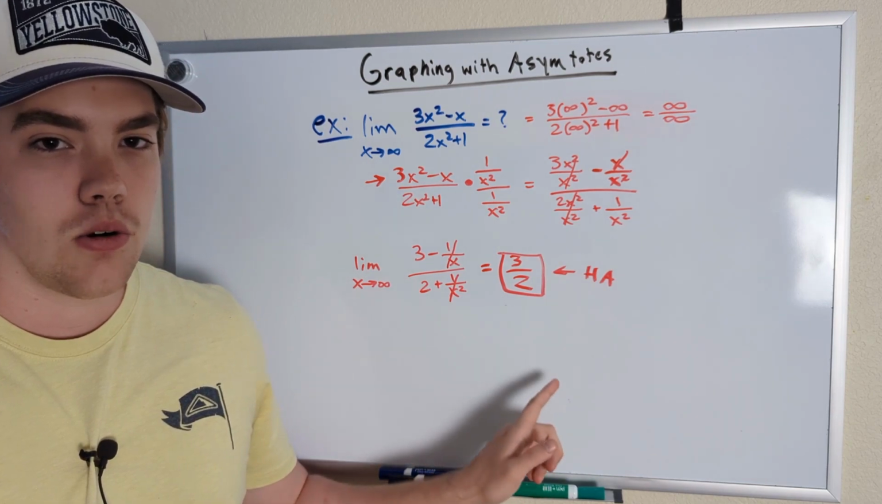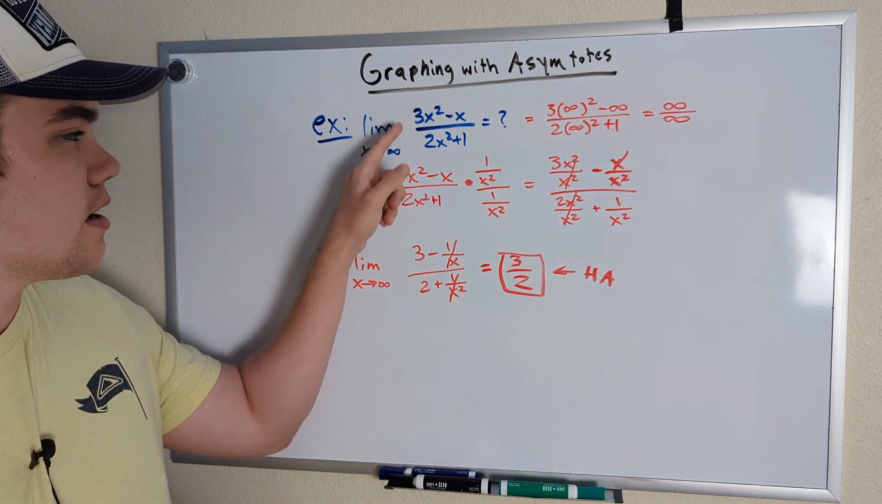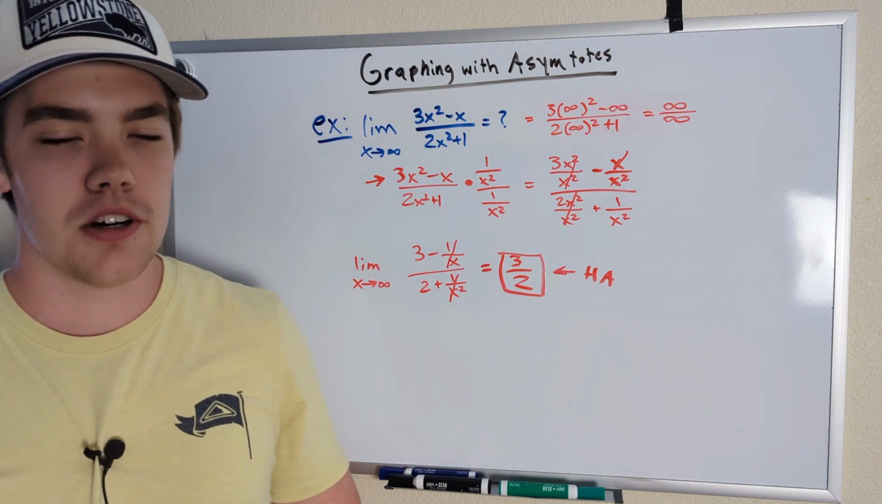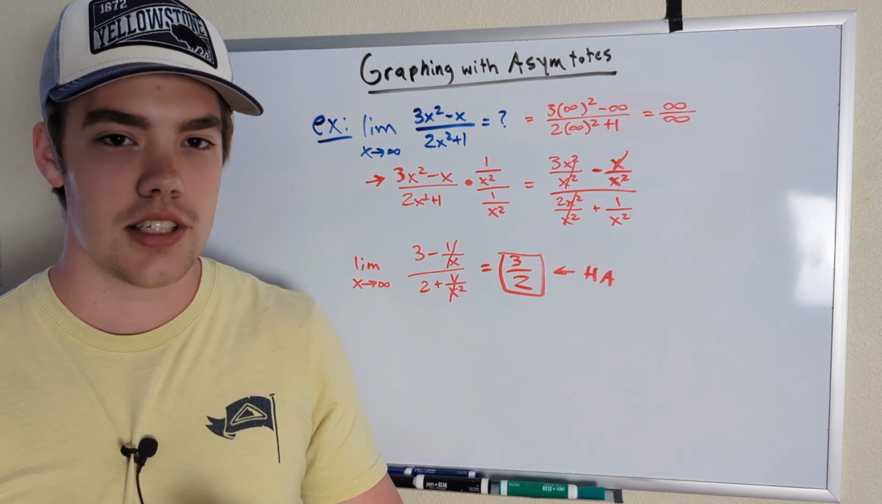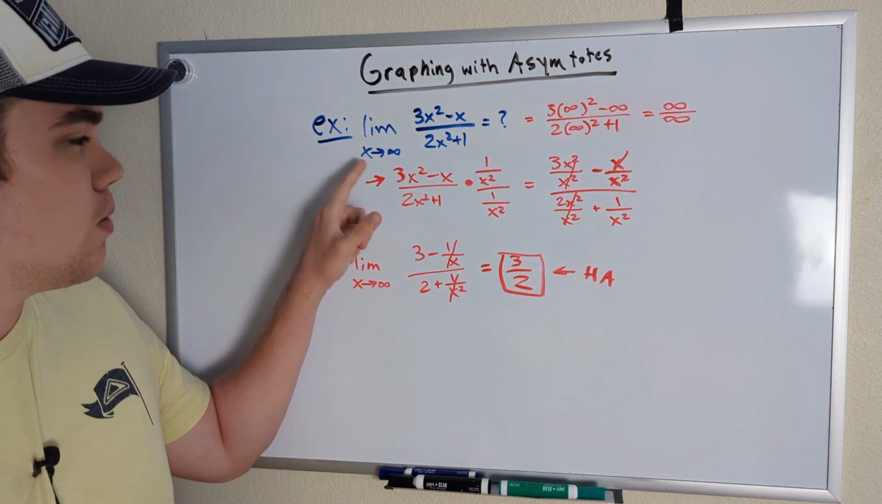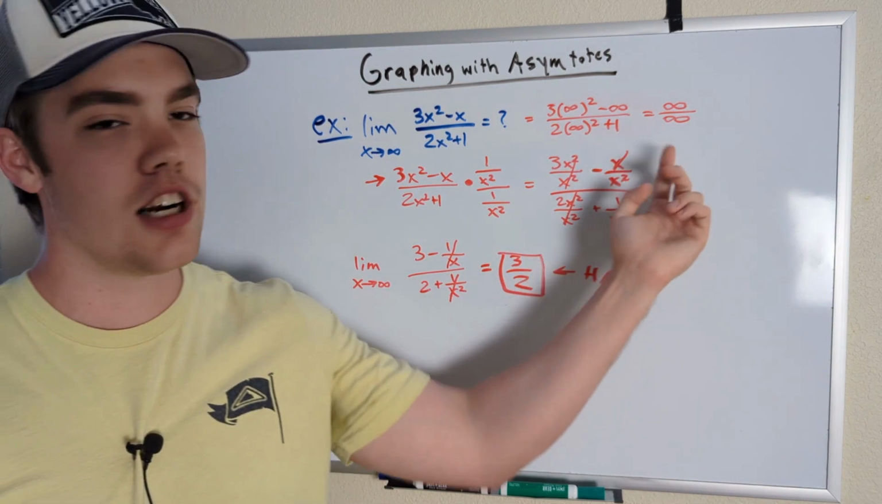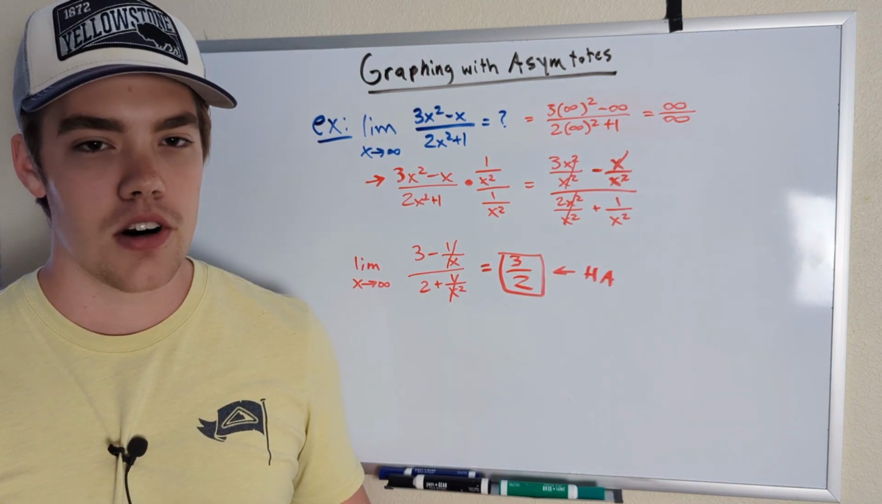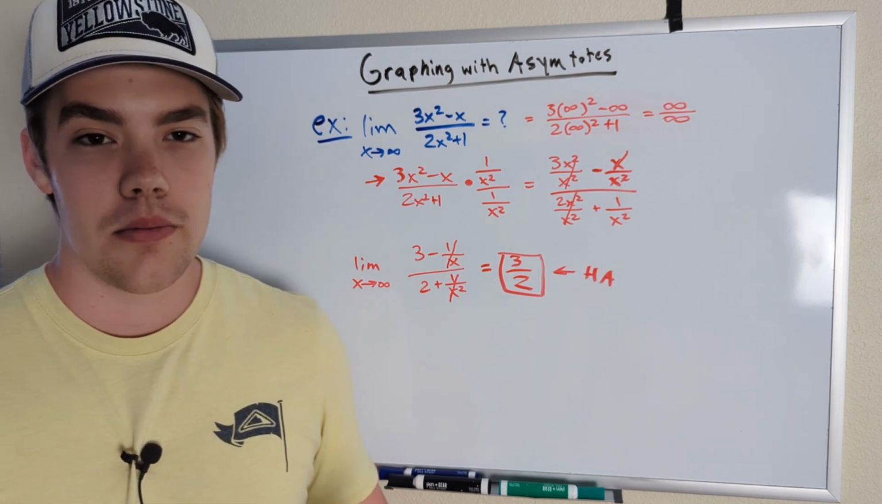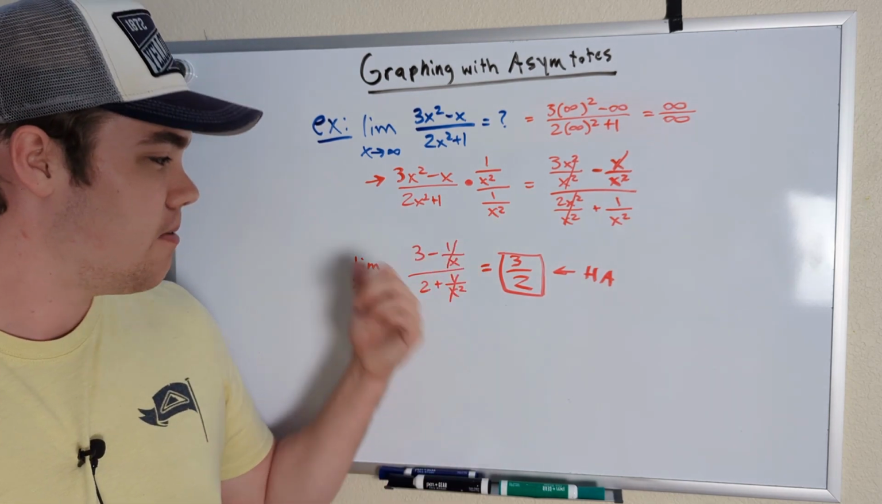Now you may have noticed that this horizontal asymptote just turned into the leading coefficients of both of these highest power numbers. And we're going to talk about that in just a second here. But this is how you'd solve a problem whenever x approaches infinity, you get either an indeterminate form or a finite number, even though you approached infinity. It may take a little bit of tricky algebra, but once you figure it out, it really gets pretty easy.